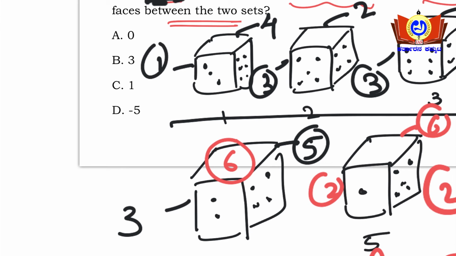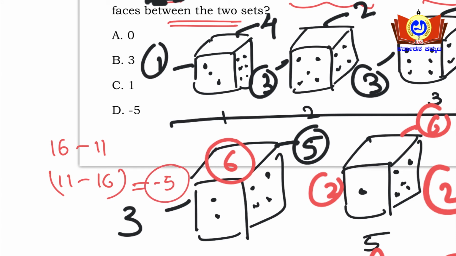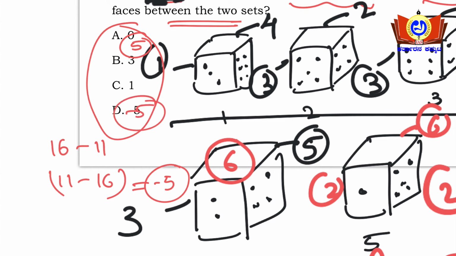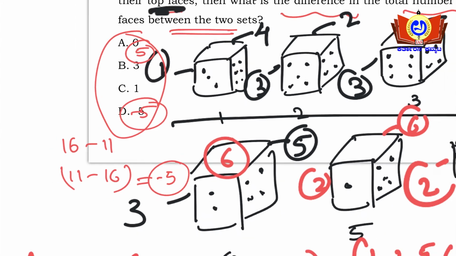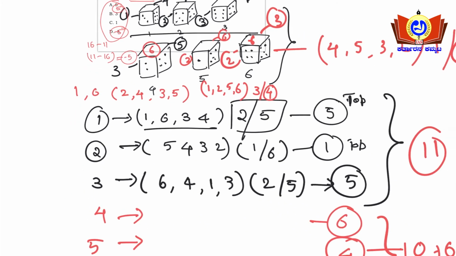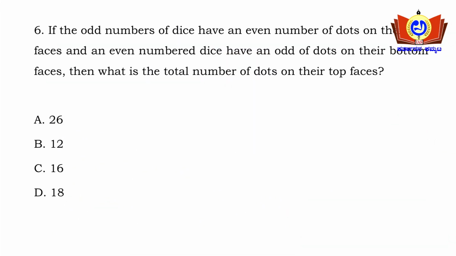See friends, actually I did 16 minus 11. Okay, actually it's 11 minus 16. So then the option will be minus 5 here. If at all there was a confusing option, okay, if there is also 5 given and minus 5 given, then you need to take care of that, guys. Otherwise it would be okay here. Okay, so option D is the right answer here. So moving on to the next question.